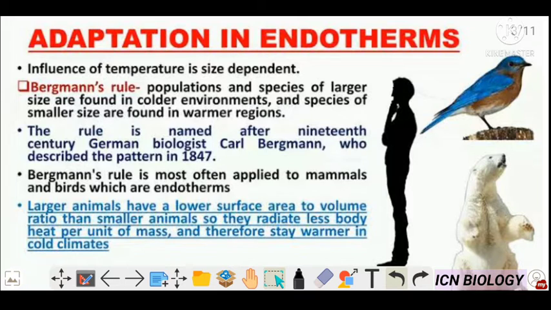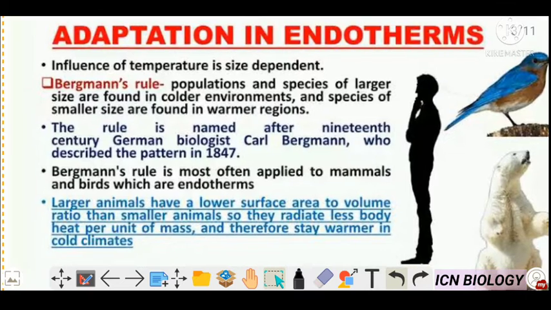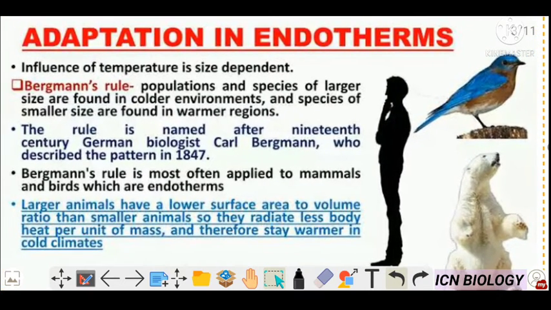Bergman's rule is named after the 19th century German biologist Carl Bergman, who proposed this rule and described this pattern in 1847. Bergman's rule is most applicable in the case of mammals and birds, which are endotherms.